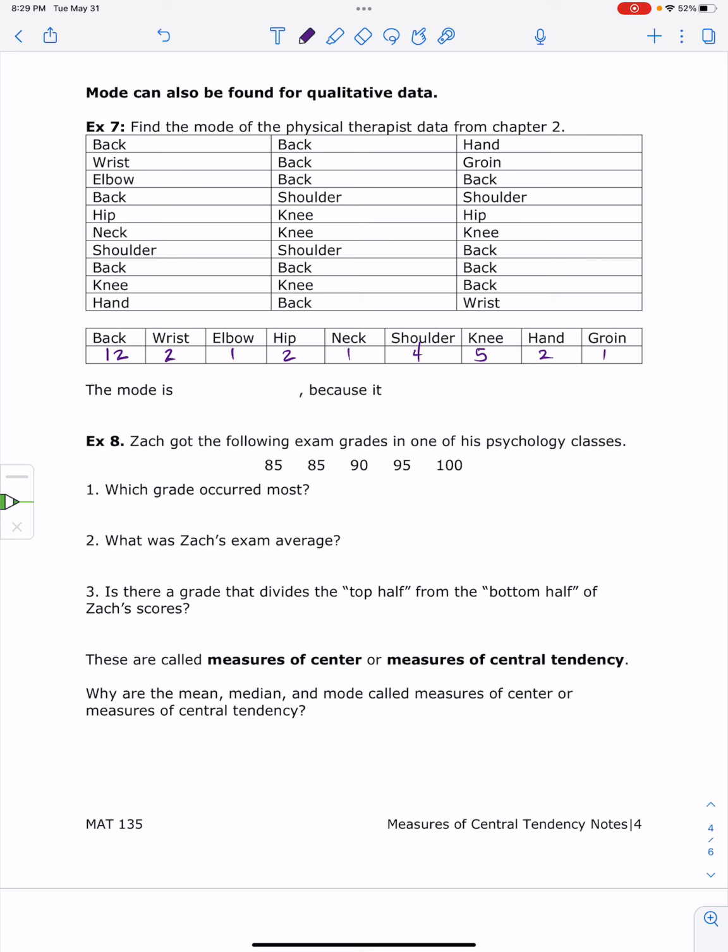If you remember from the bar graph or the pie chart, that back injury happened way more than anything else. So the mode here is back injury because it happens more than anything else. So if you are in a situation where you are trying to describe a qualitative data set, the mode may be something that you use.